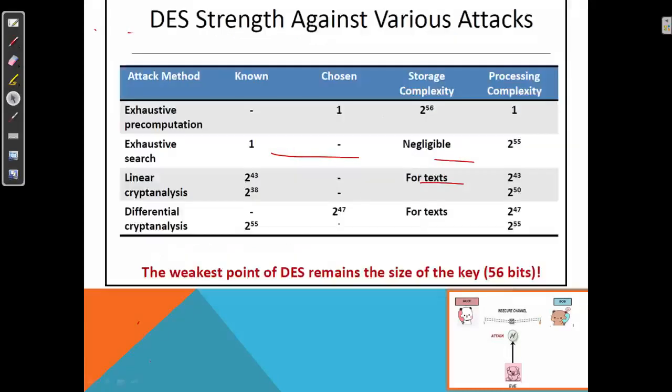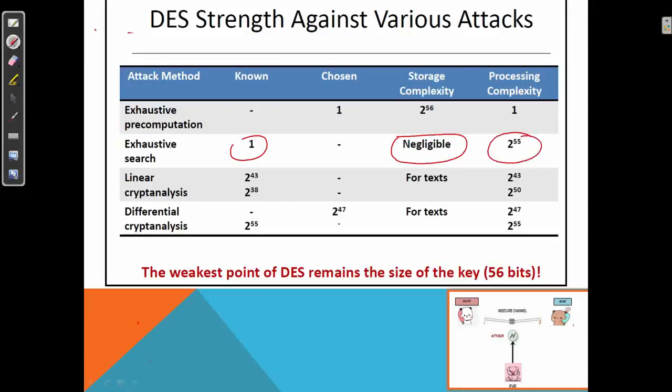Like we discussed, there are 2 raised to the power 56 keys. So exhaustive search needs 1 known plain text, storage complexity is negligible, but the processing complexity is 2 raised to the power 55.